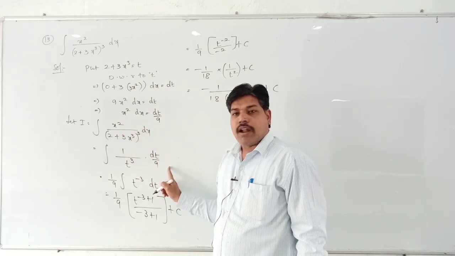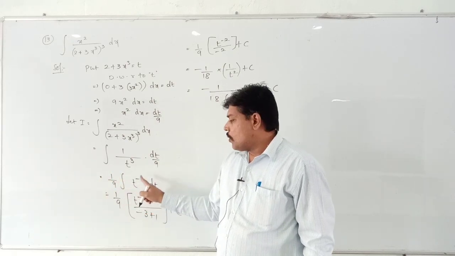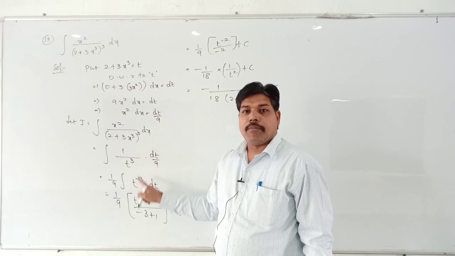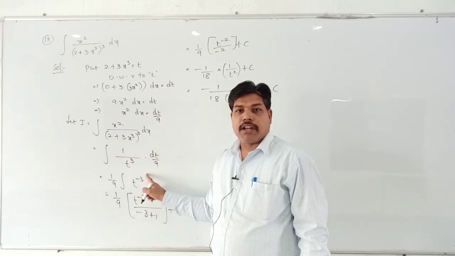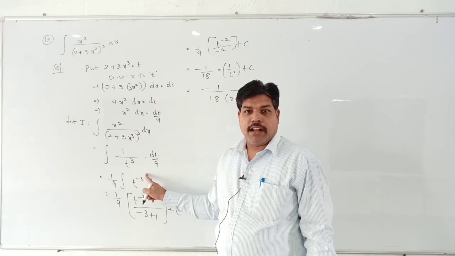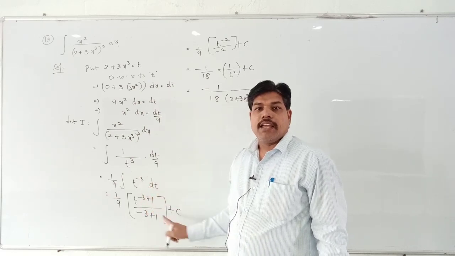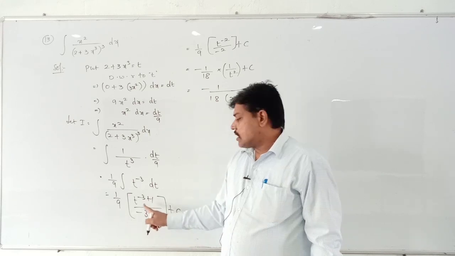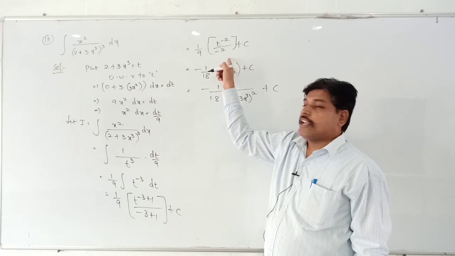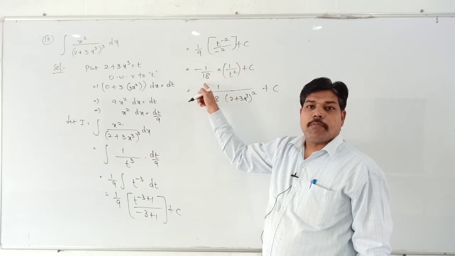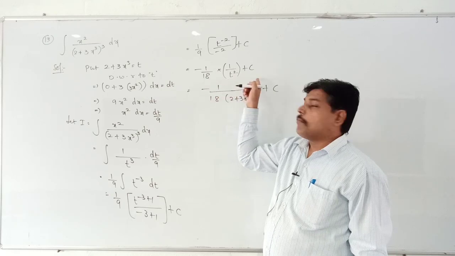So take this 1 by 9 outside. It will become 1 by 9 into integral of t, 1 by t cube can be written as t power minus 3. So it is in the form of x power n. What is the integral of x power n? It is nothing but x power n plus 1 by n plus 1. So that is nothing but 1 by 9 into t power minus 2 by minus 2 plus c. So that is equal to minus 1 by 18 into 1 by t square plus c.